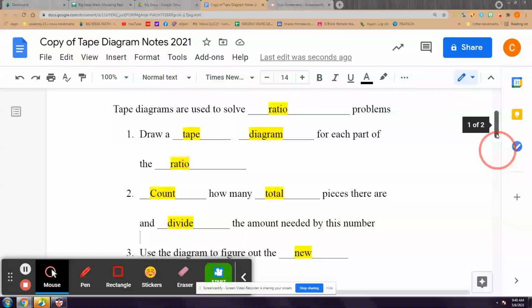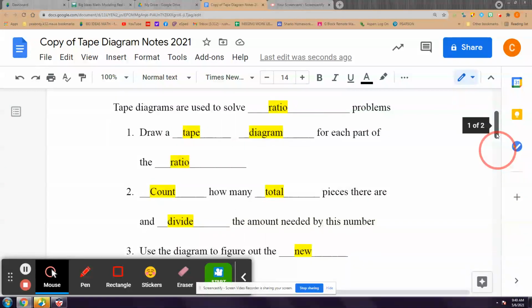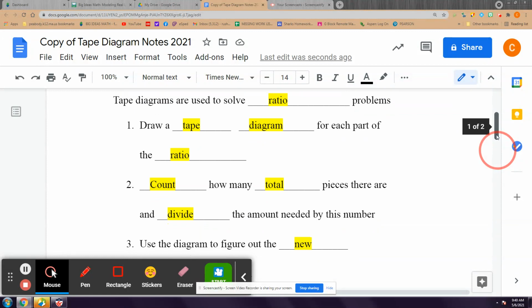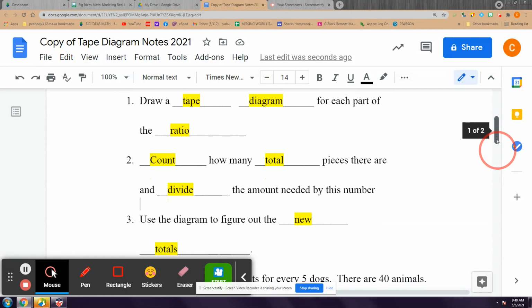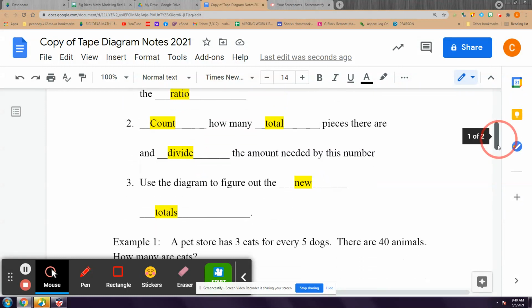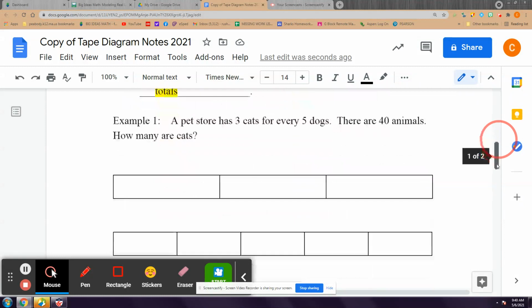So tape diagrams are used to solve ratio problems. Here are the steps. Number one, we're going to draw a tape diagram for each part of the ratio, and you'll see what that looks like in one sec. Step two, count how many total pieces of tape there are and divide the amount needed by this number. And step three, use the diagram to find out the new totals. Okay, let's do our first example.